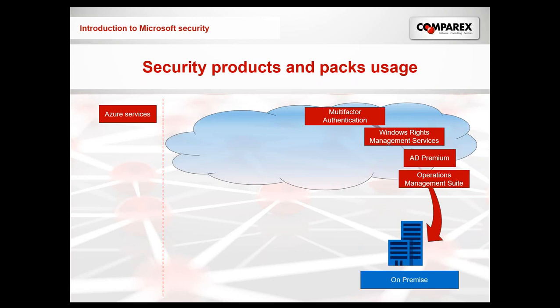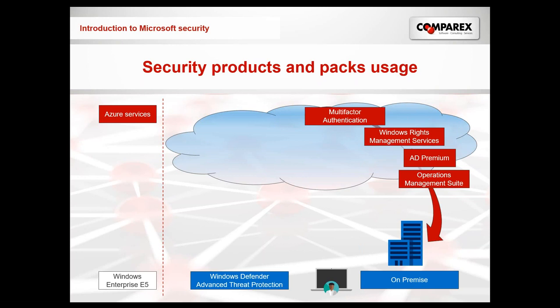Regarding Azure, we all know that this is a cloud offering, no surprise here, but the functionalities multi-factor authentication, Windows Rights Management Services, AD Premium, and Operations Management Suite are typically something you have and would license for use in a hybrid environment. I have indicated this by the arrow pointing to the servers marked in blue color, and the blue color indicates that this is on premises. Be aware that these products can be licensed as individual products or as part of a suite if it's not an Azure service.